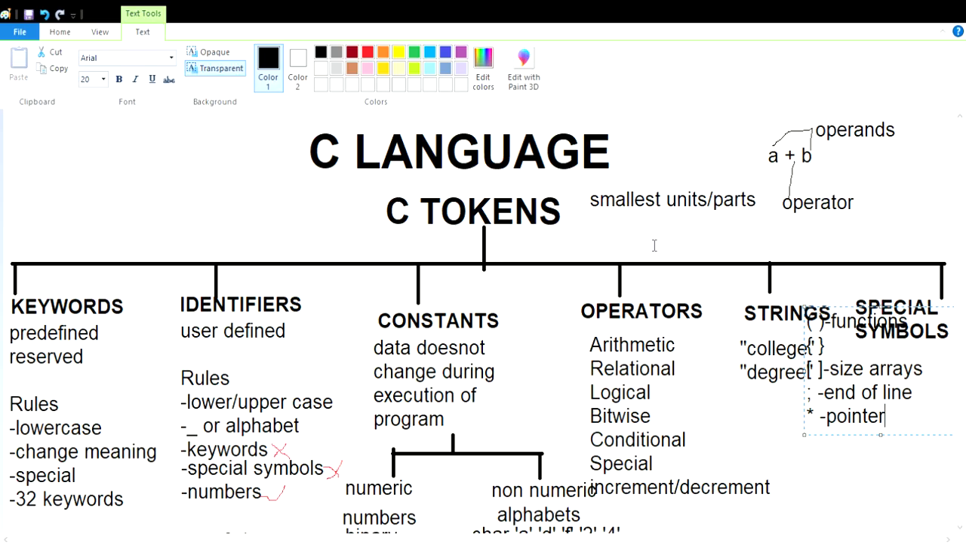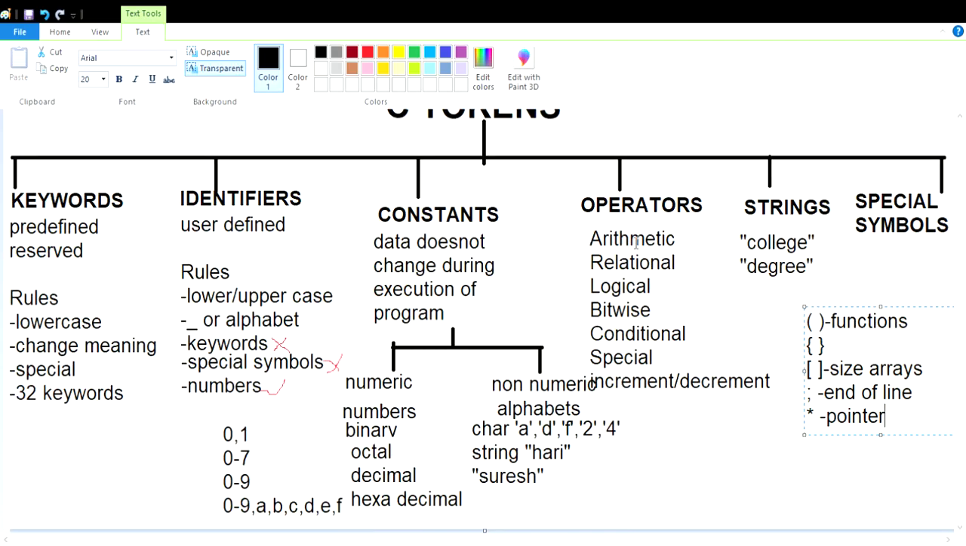Okay friends, so this is about the C tokens concept. So in the next video I will discuss briefly about the operators concept.